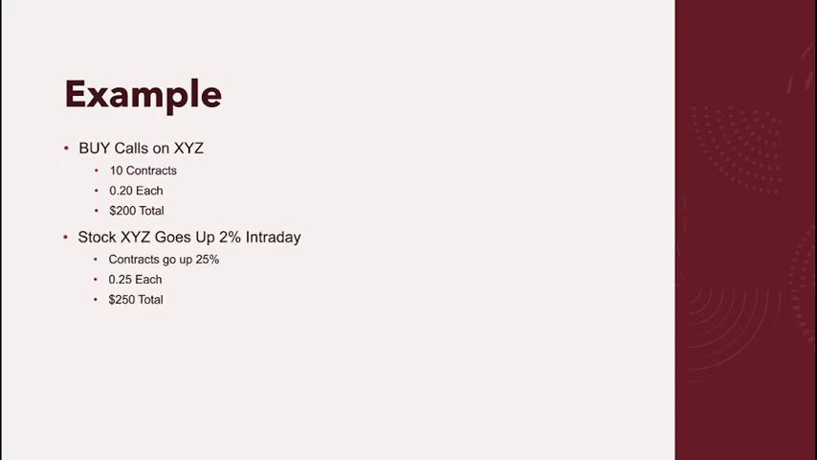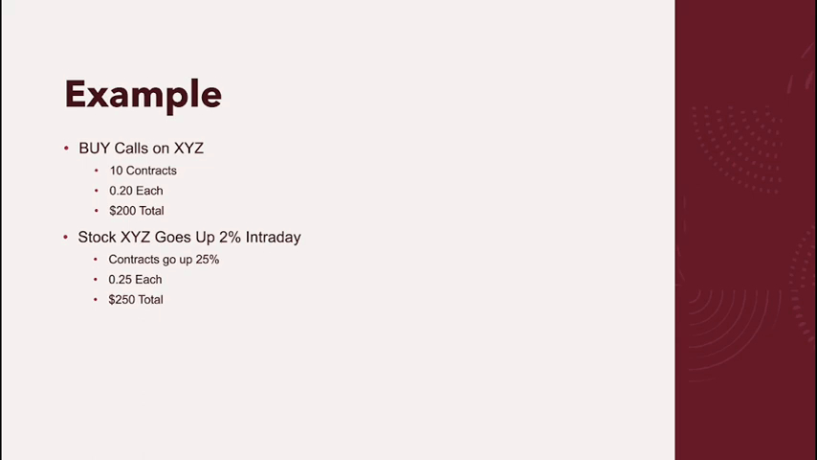Let's take a look at an example of using this strategy correctly. We are going to buy calls on a company called XYZ because they have earnings next week. We bought 10 contracts for $20 a piece, making our total position worth $200. Stock XYZ then gets some momentum because our day trading strategy was correct and the price increased 2% intraday. Because of that move, the contracts went up 25%, making each of them worth $25 for a total position value of $250.